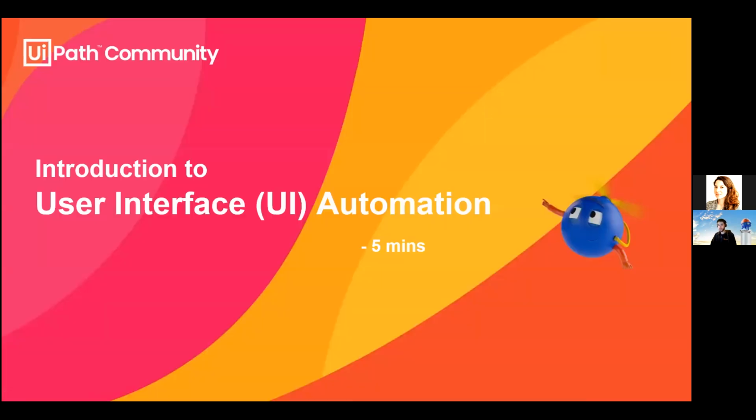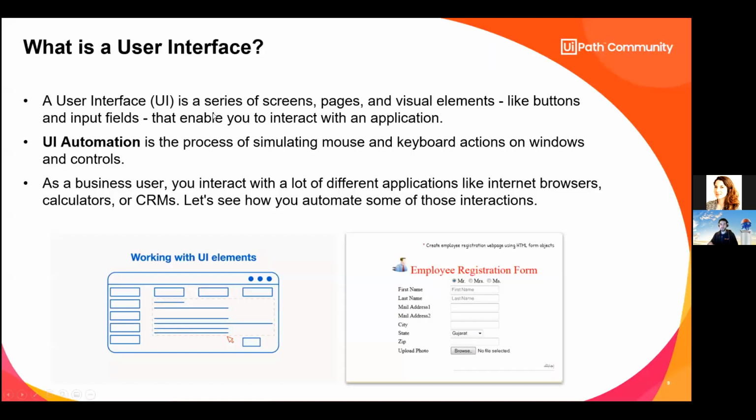Okay, so before actually doing any user interface automation, we have to define what we mean when we talk about user interface automation. So what is a user interface? A user interface is just a series of screens, pages, elements, buttons, input fields, checkboxes, as it says here in the presentation, that is basically everything that lets us interact with an application.